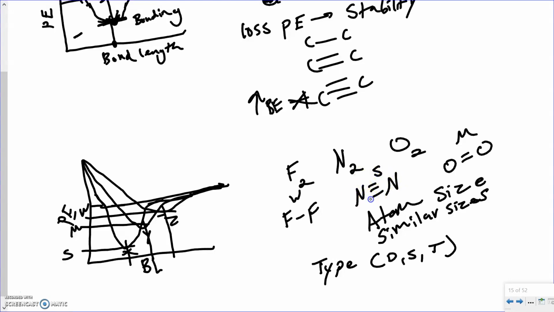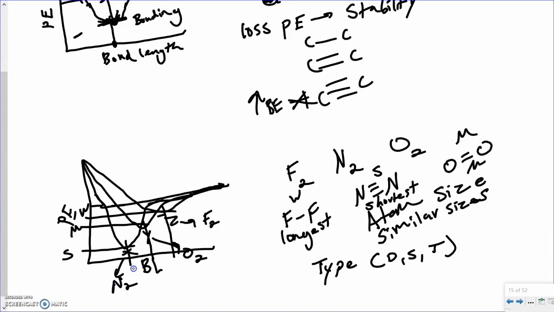So our nitrogen is going to be our shortest. Okay, oxygen is going to be in the middle somewhere again, and fluorine is going to be our longest. Okay, which means chances are what we're looking at is Z is probably fluorine. Okay, Y is probably oxygen, and X is probably nitrogen.